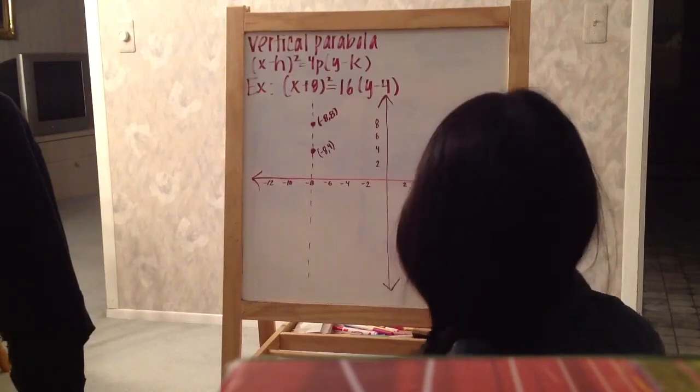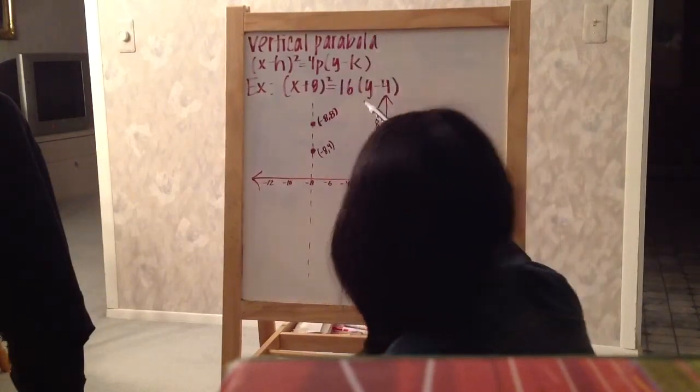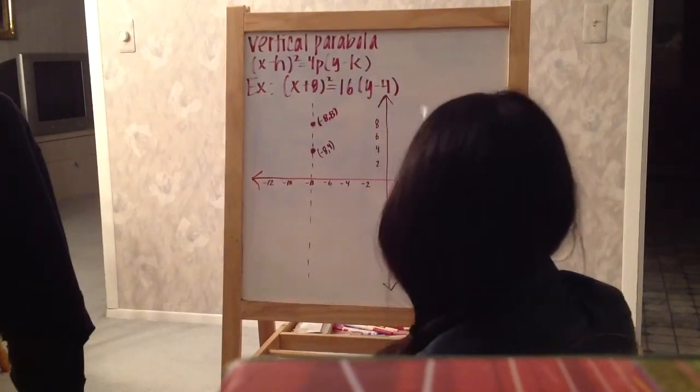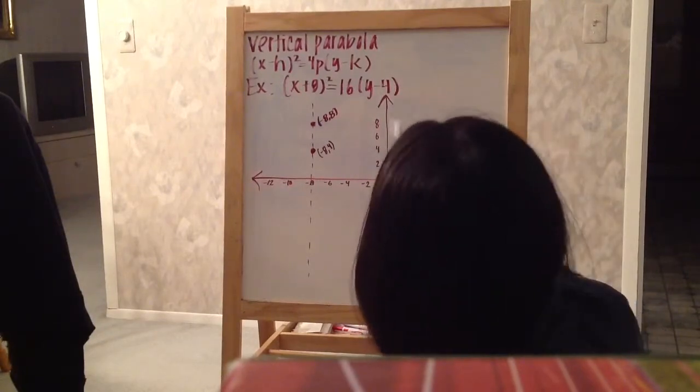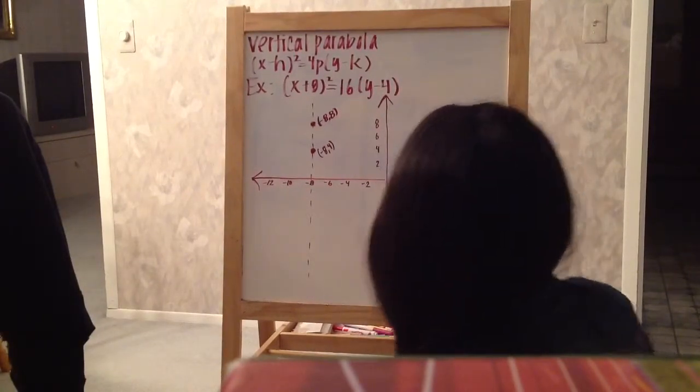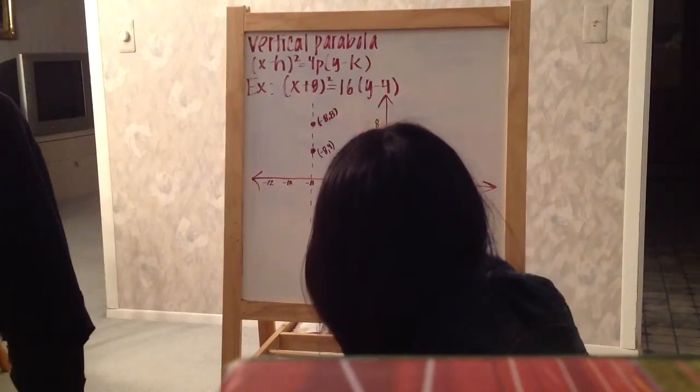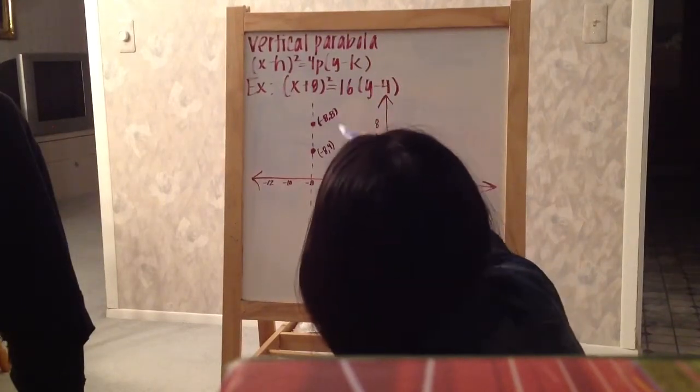Then I want to find my p value, so I set 4p equal to 16. I solve for p, and I get 4. Now I know that my p value is positive. My vertical parabola is going to open up. So I add 4 to the y value of my vertex, which gives me (-8, 8) as my point of focus.